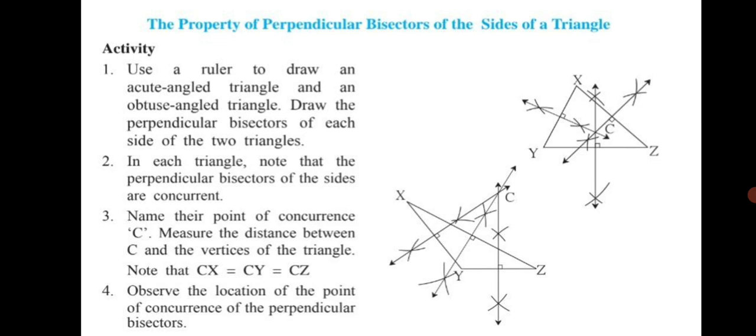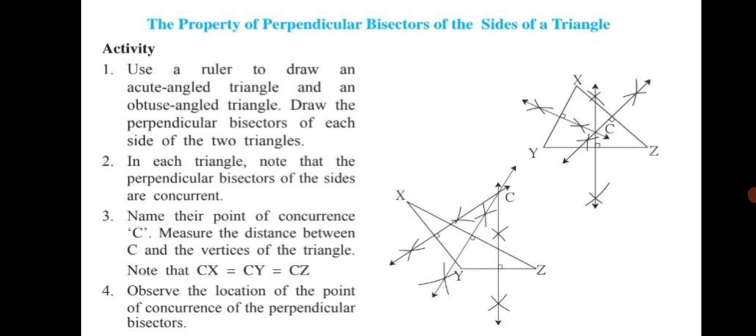Now the property of perpendicular bisectors of the sides of a triangle. We learned what are angle bisectors of a triangle. Now the perpendicular bisectors of the sides of a triangle. So use a ruler to draw an acute angle triangle and an obtuse angle triangle. Draw the perpendicular bisectors of each of the two triangles.